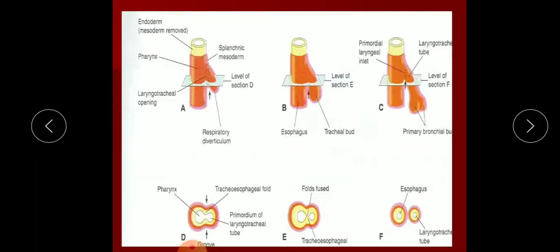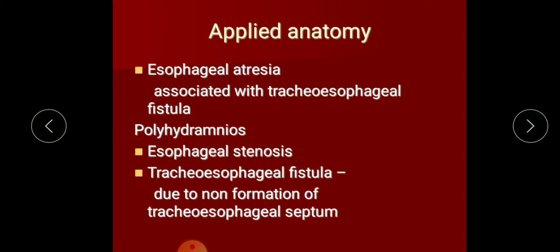Fine. So now the applied aspect. Three things you can remember in case of esophagus. One is esophageal atresia plus esophageal stenosis. The cause I have already mentioned. What is the cause? It is because of a defect in that recanalization process of the lumen, which will often lead to atresia and stenosis.